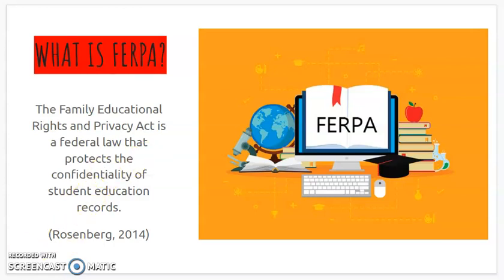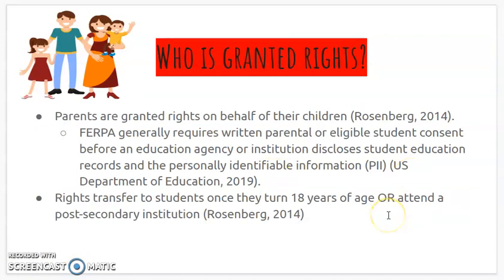So who has rights over these education records? The parents are granted rights on behalf of their children. FERPA generally requires written parental or eligible student consent before an education agency, such as a district or institution, such as a school, discloses student education records and the personally identifiable information, known as the PII. And then rights are transferred to students once they turn 18 years of age or attend a post-secondary institution.